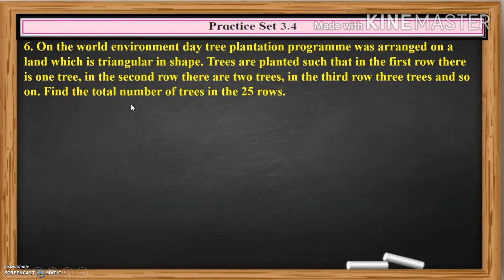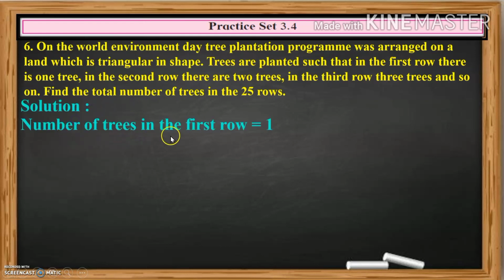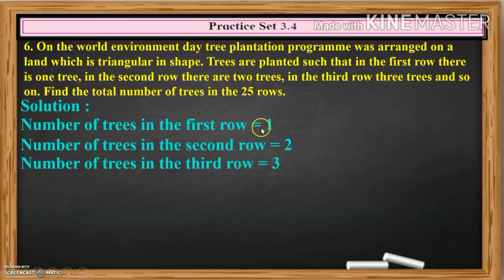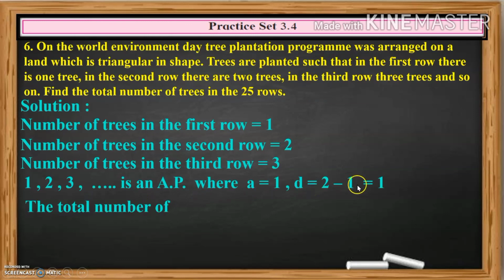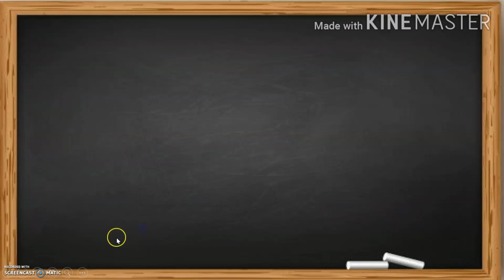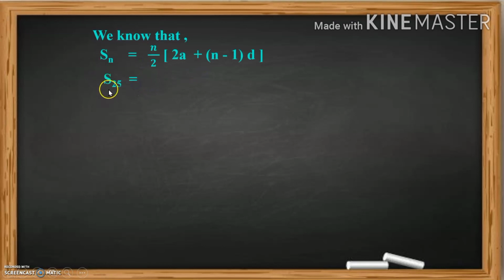This sum is similar to the auditorium sum. So let us start. So number of trees in the first row 1, trees in the second row 2, trees in the third row 3. So definitely they are forming an AP. So 1, 2, 3 are in AP where A is equal to 1 and D is also 1. So total number of trees in 25 rows will be given by S25. So how do we find S25? With the formula. So in this S25 will be 25 upon 2, 2 into 1, as A is 1, D is also 1. We will substitute.